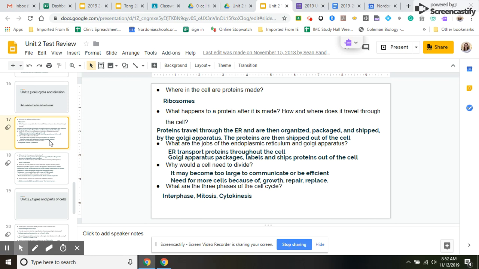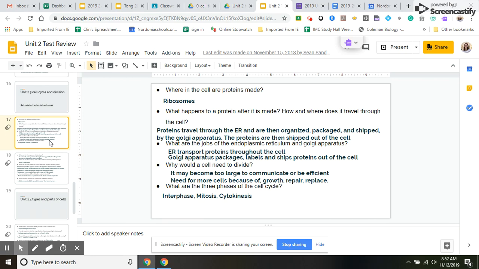Why would a cell need to divide? So we talked about this back in 2.1, but it comes up again here. If it gets too large to be able to communicate within the cell or too large to be efficient anymore. Remember that cells constantly also are going to be growing, repairing, and replacing themselves. We talked about with HeLa, only about 50 cell divisions can happen. So we need to constantly be replacing these old cells when they wear out.